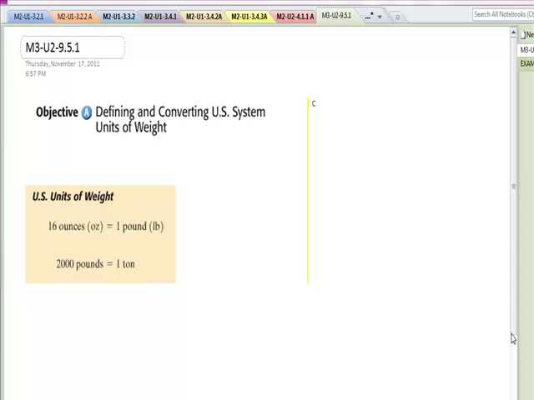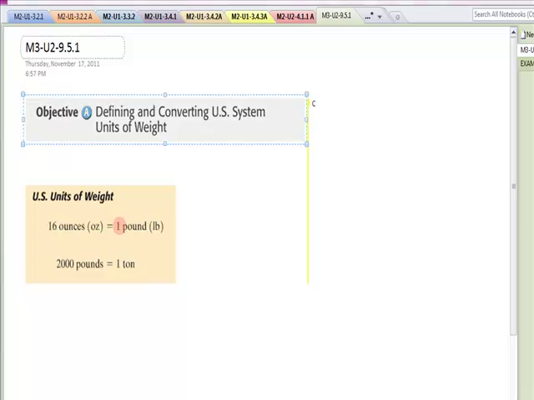All right, in this lesson we're going to move on. We're still in the U.S. system, but we're going to talk about units of weight. And in our system, the units of weight are ounces. Although it's spelled O-U-N-C-E-S, it is abbreviated with an O-Z.